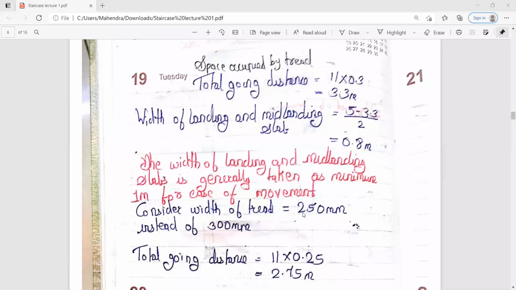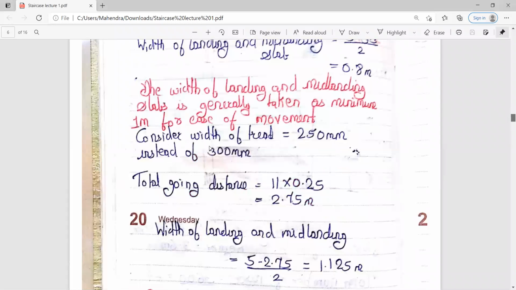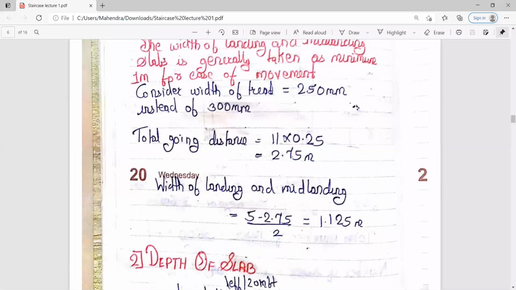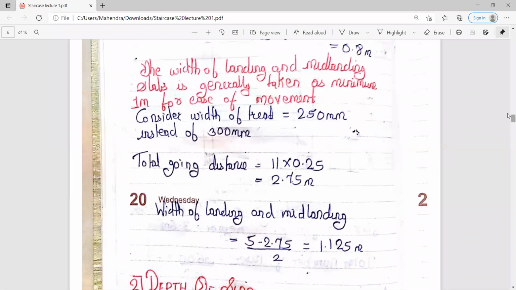Then again we need to calculate the total going distance and the width of landing and mid landing. So total going distance, same formula we are going to use, that is the number of tread into width. So 11 into 0.25. तो आपको total going distance मिलेगा 2.75 meter. Then again width of landing and mid landing, that is 5 minus 2.75 divided by 2. तो आपको width of landing and mid landing मिलेगा 1.125 meter. So it is greater than 1. So it is permissible. So you have to consider the width of tread as 250 only here.